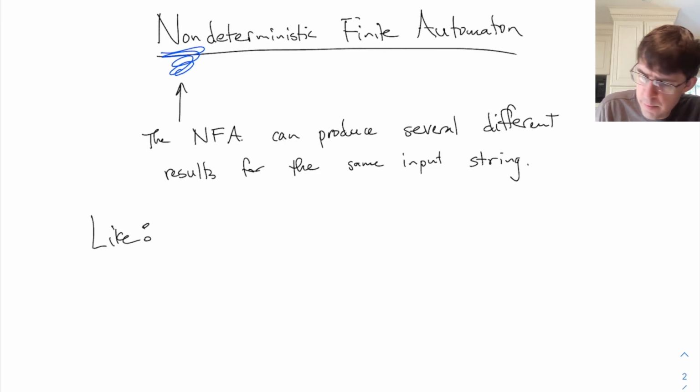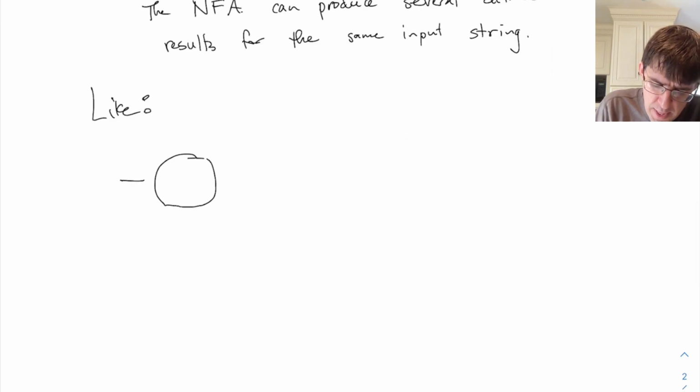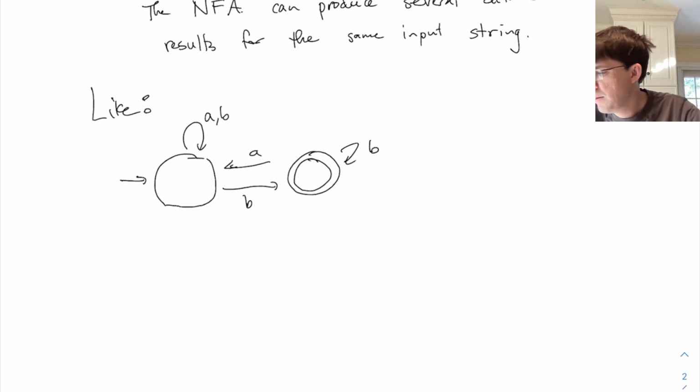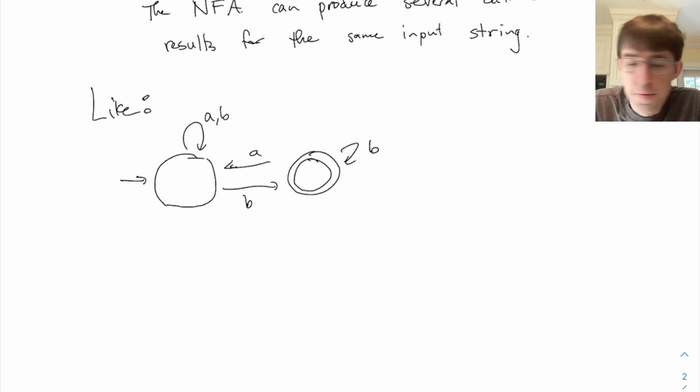Here is an example of an NFA, which is not a DFA. At a glance, it looks the same as a DFA, but what's interesting about this one is that in the original state, I have two different outgoing B arrows. It can go there, or it can go here.